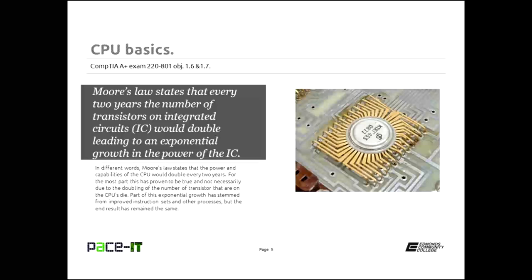Now, this has proven to be true for the most part, but not necessarily because of the number of transistors being put into the CPU. Part of this exponential growth has stemmed from improved instruction sets and other processes, like putting multiple cores into the CPU. But the end result has essentially remained the same. The power of the CPU has been doubling and will probably continue to double for at least a couple more years. A lot of people have talked about how Moore's Law is actually beginning to fail, but it hasn't failed yet. And by the way, he made that statement about the power of the integrated circuit back in the early 1960s, and it's held true since then. It's actually kind of an amazing thing.